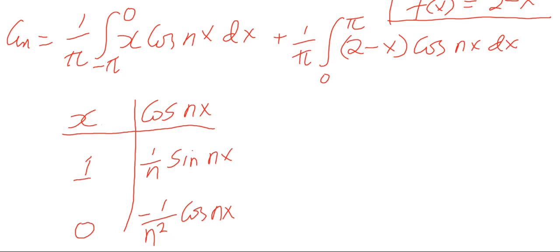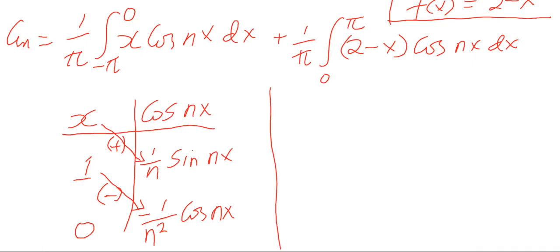Then we'll be multiplying x by 1 over n sine of nx, and 1 by minus 1 over n squared cosine of nx. Then there will be the signs as in the integration by parts formula. The first one is usually plus, the second one is minus.